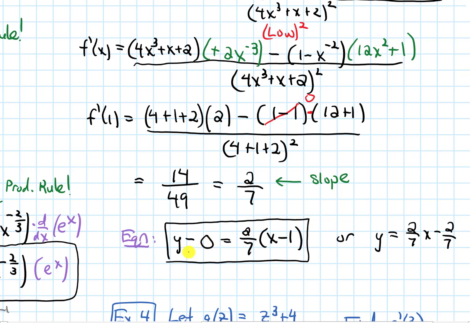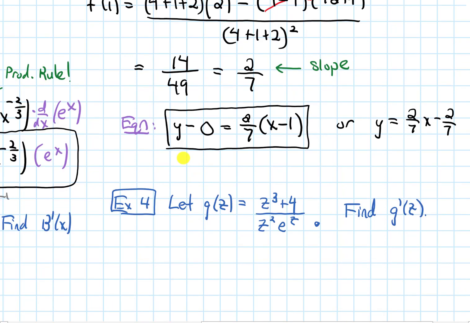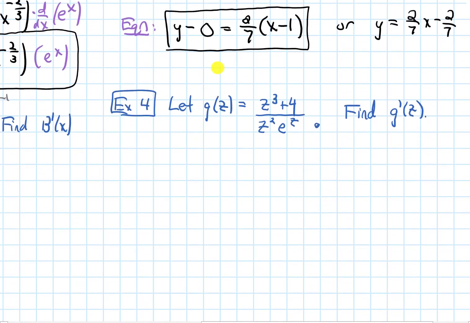All right, so let's end with a final example. I have this function g of z, which is z to the third plus 4 over z squared times e to the z. And I want to find g prime of z, my derivative.